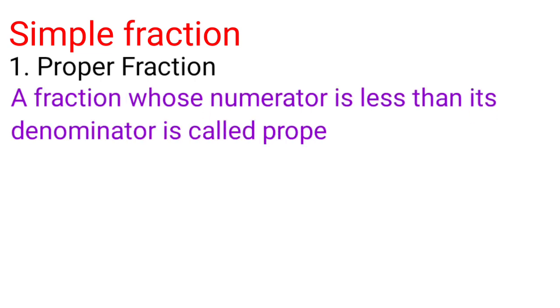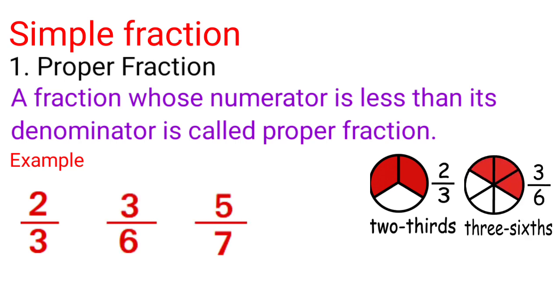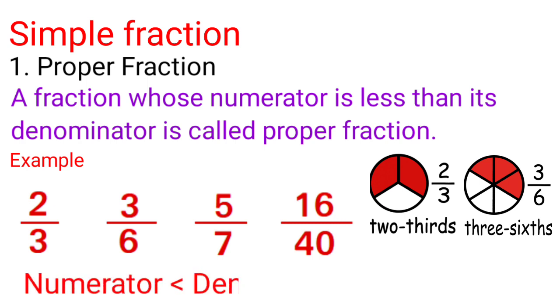Next one is simple fractions. Simple fractions are of different types. The first one is proper fraction. Here is the question, what is a proper fraction? A fraction whose numerator is less than its denominator is called a proper fraction. For example, 2 by 3, 3 by 6, 5 by 7, 16 by 40. Here the numerator is less than the denominator. And we also have to remember that a proper fraction is any part out of a whole.